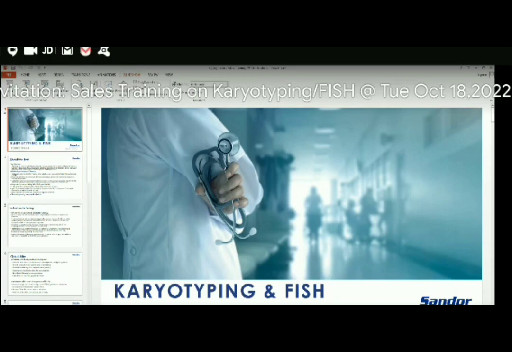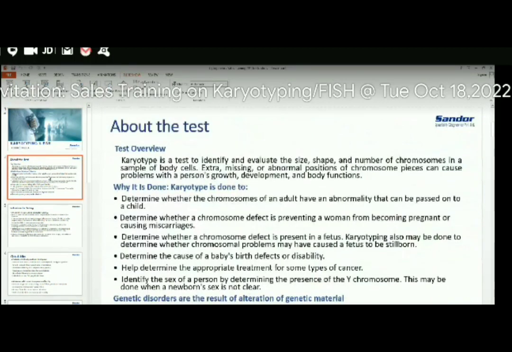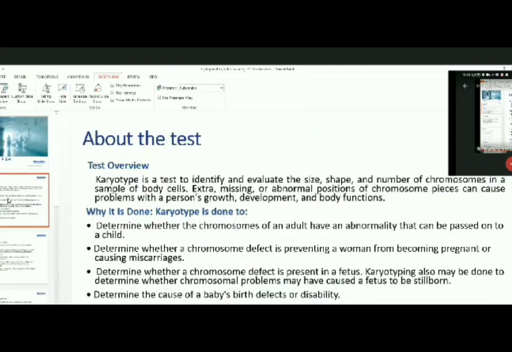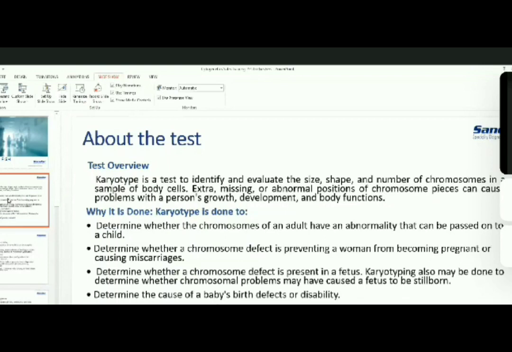Okay, and now I'll come to the PPT presentation. See, this is just an overview of the test. Why we do karyotyping is different. The test overview is just to identify and evaluate the size, shape, and number of chromosomes in a sample of body cells. As I said very clearly, 46 chromosomes will be available in our body, 23 pairs with one sex chromosome.